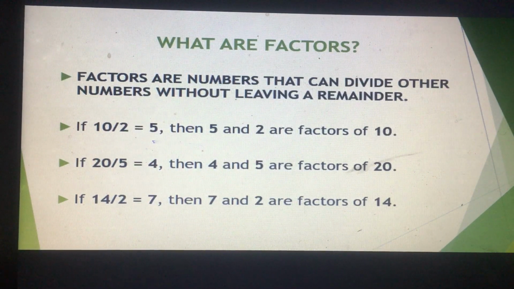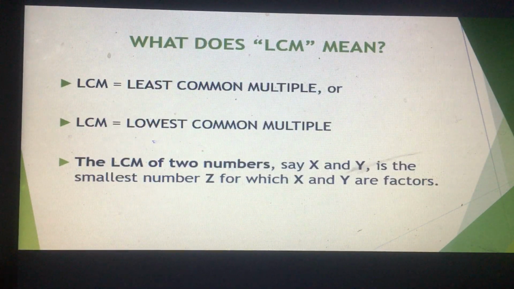That being said, let us now go into answering the question, what is the LCM of two numbers? So the LCM of two numbers or more refers to the least common multiple of these numbers, or the lowest common multiple of these numbers. Simply put, the LCM of two numbers, say x and y, is the smallest number z for which x and y are factors. So once presented two numbers or more, the LCM of those numbers will be the smallest number for which x and y or more numbers are factors, okay? And it is very important you note this.